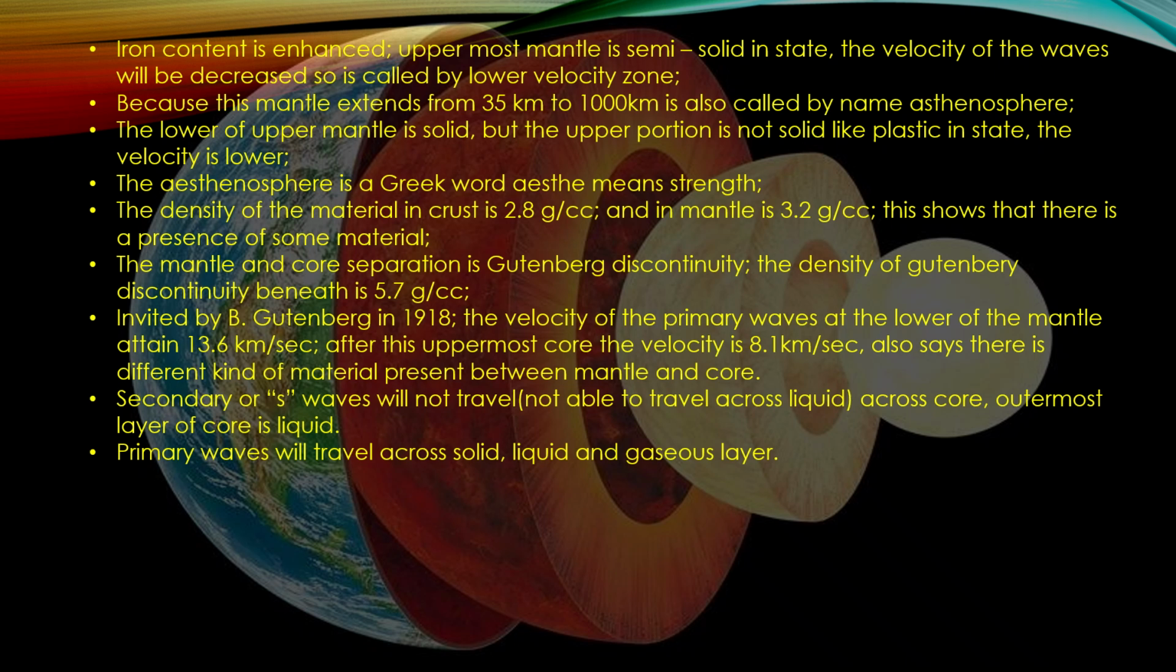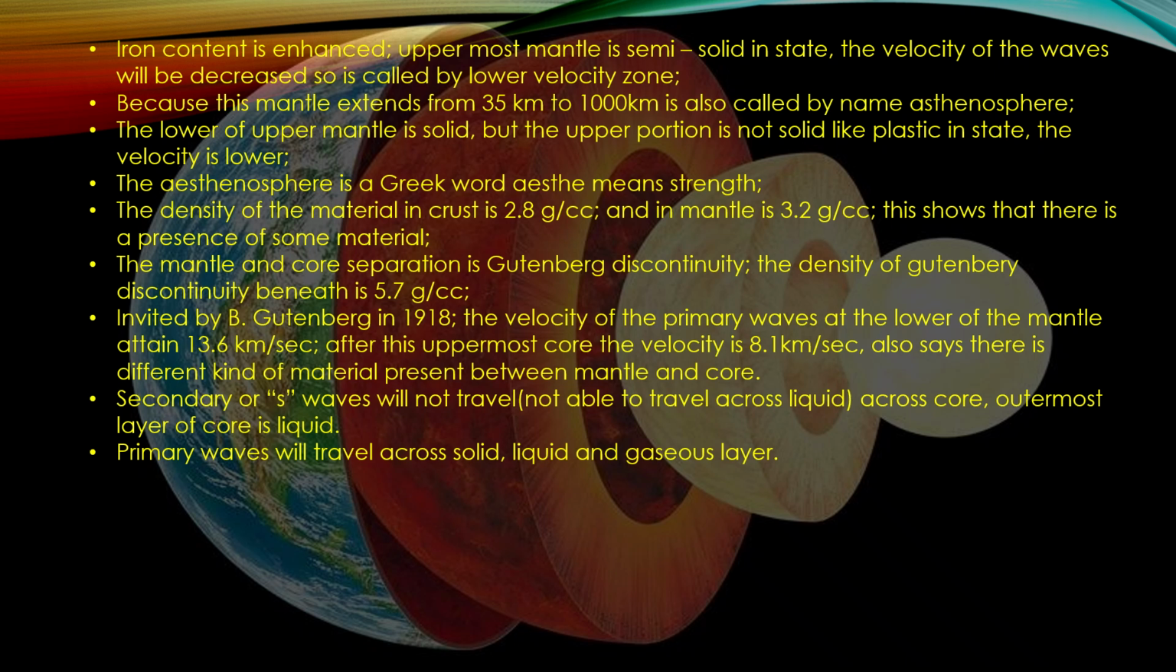The density of the material in the crust is 2.8 grams per cubic centimeter and in the mantle is 3.2 grams per cubic centimeter. This shows the presence of some materials like magnesium and pyroxenes. The mantle and core separation is the Gutenberg discontinuity. As I said, the Mohorovicic discontinuity is between the crust and the mantle, and in the same way here is the Gutenberg discontinuity. The density will be 5.7 grams per cubic centimeter. This was discovered by Gutenberg in 1918.